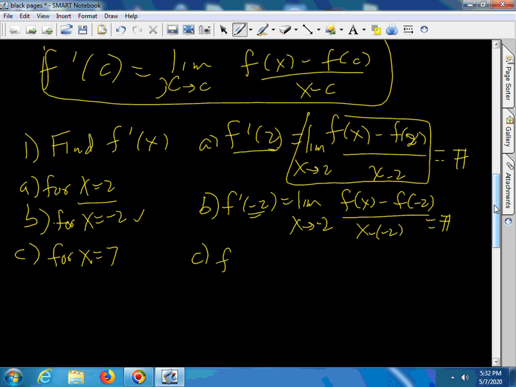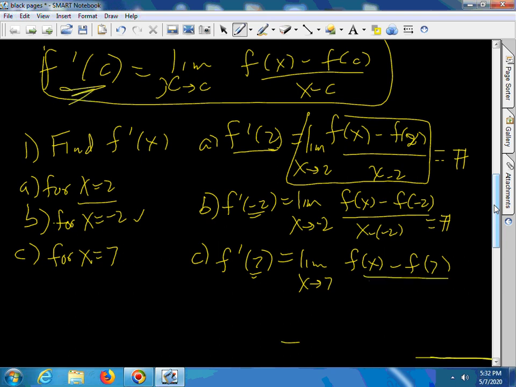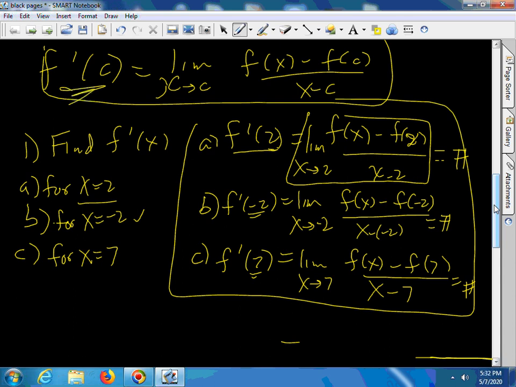And then, if you choose to use the alternate formula to find f prime of 7, so c is 7. I'm going to say c, but I'm going to write 7. The limit as x goes to c of f of x minus f of c over x minus c. And here we get a third number. You did this limit 3 different times. I would not do this.